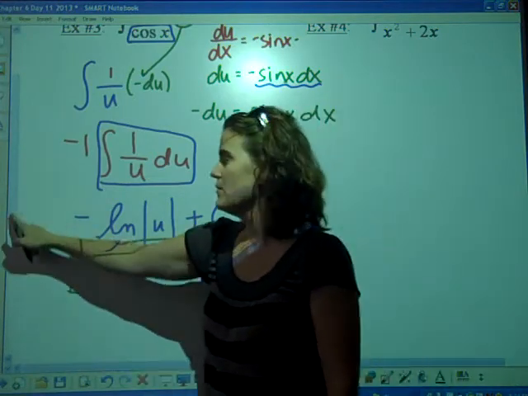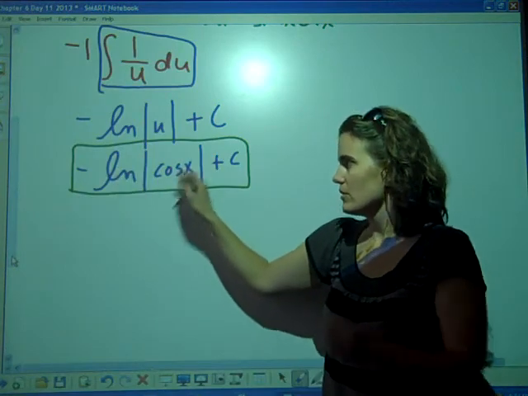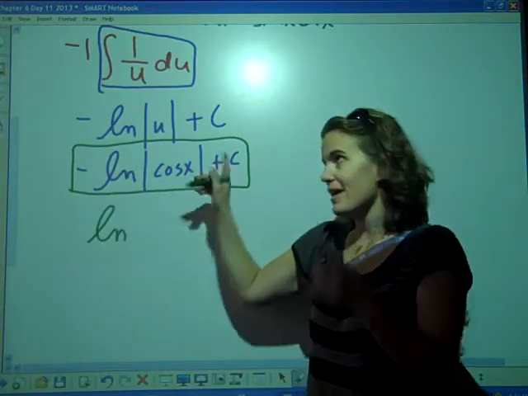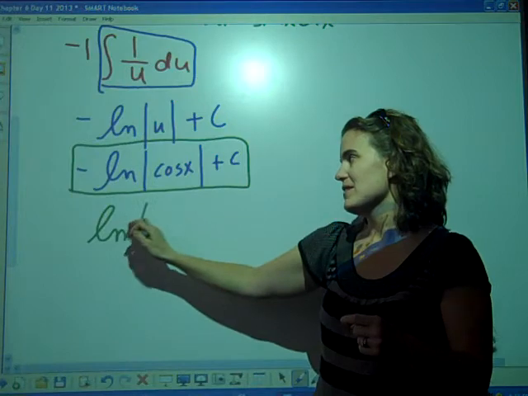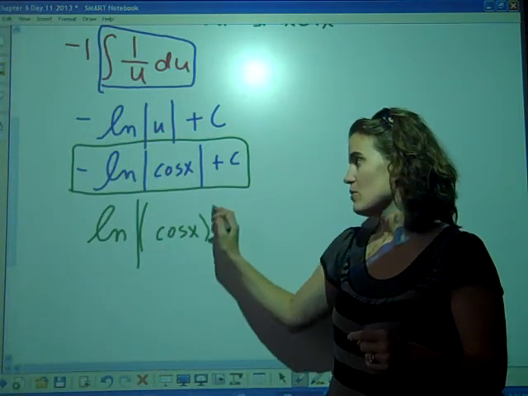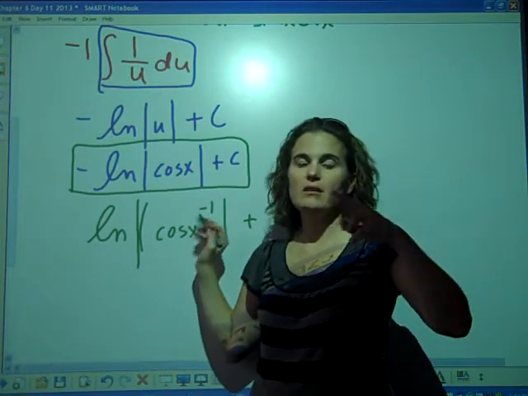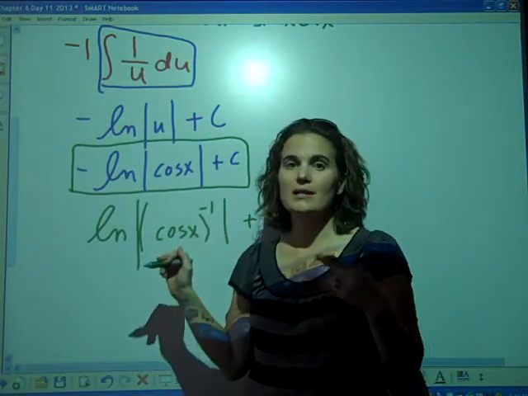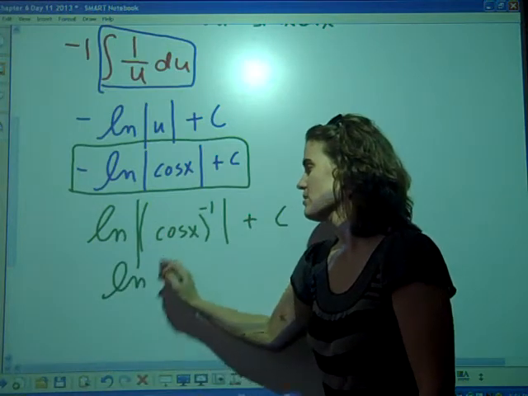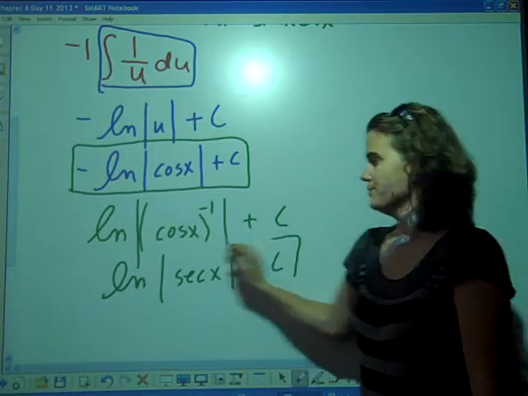Okay. So if you didn't see this answer sitting here, realize that that negative really could be brought with the cosine for the exponent. So this could really be thought of as a natural log, the cosine of x, quantity to the negative first. And hopefully remember that the reciprocal of cosine is secant. So we could have the natural log of the absolute value of secant of x plus c.